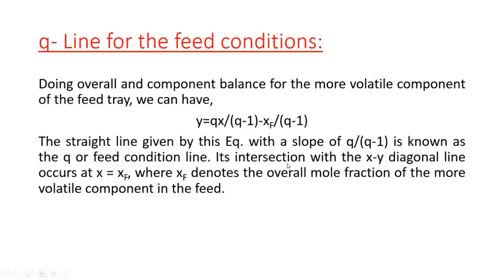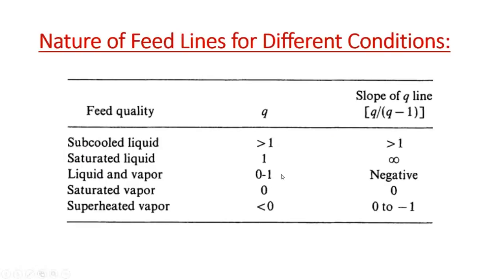Its intersection with the x-y diagonal line occurs at x equals xF, where xF denotes the overall mole fraction of the more volatile component in the feed. So from this, the feed line will start. Now, for different feed conditions, let us see what the value of Q is, and what the slope of the Q line is.